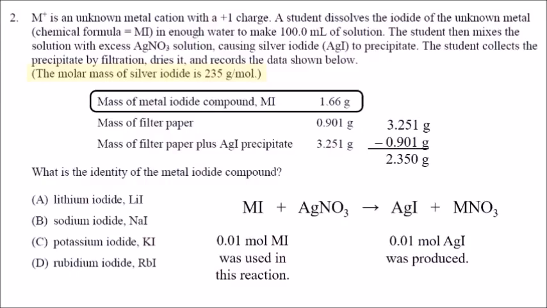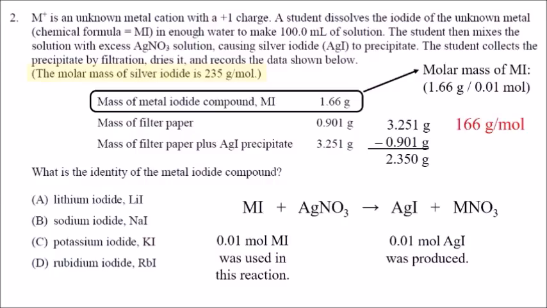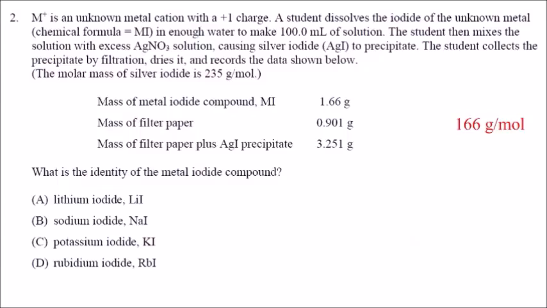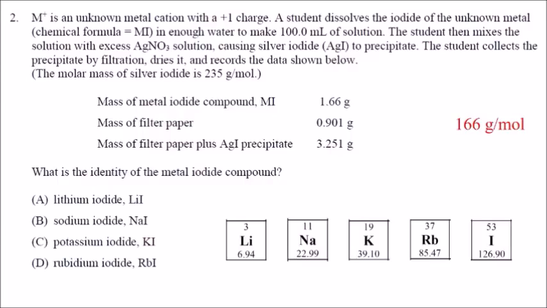So we know the mass of the metal iodide compound was 1.66 grams, and we know that that was equivalent to 0.01 moles. So the molar mass of this mystery compound is 1.66 divided by 0.01, and that works out to be 166 grams per mole. So now we have 4 choices: lithium iodide, sodium iodide, potassium iodide, and rubidium iodide. All we have to do is figure out from the periodic table which one of these compounds has a molar mass of 166 grams per mole.